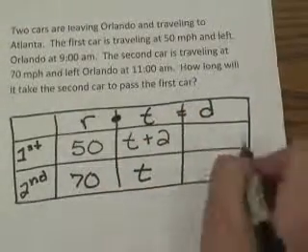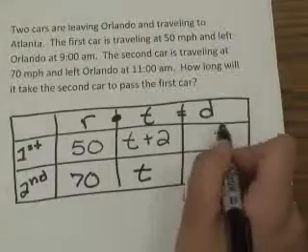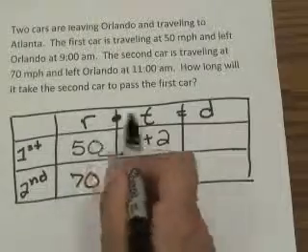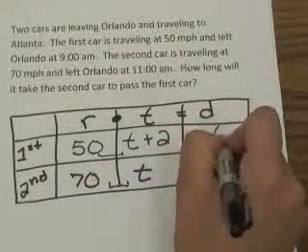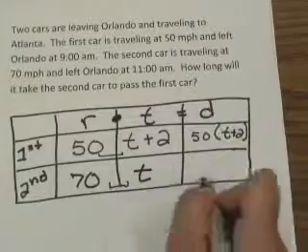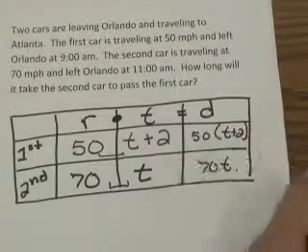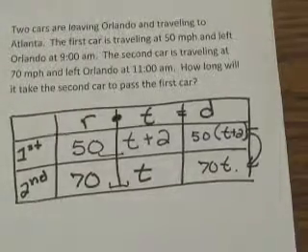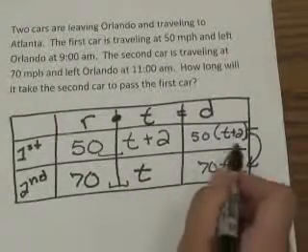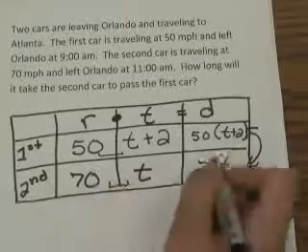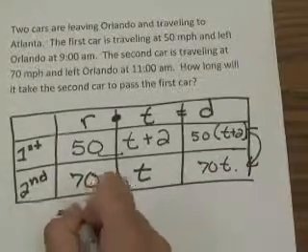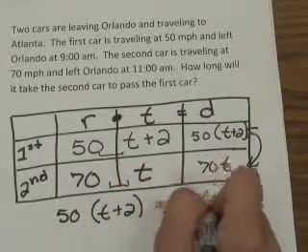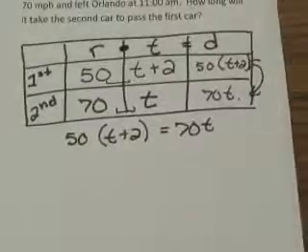Now, the same way we did before, we want to represent distance as an expression of rate and time. So, rate times time would give me 50 times t plus 2. And in the second row, I'd have 70t. Now, it's important to understand the relationship between these two distances. Since they're traveling the same distance, what we can do is set the expressions equal to each other, which will give us 50 times t plus 2 equals 70t. Now our job is to just solve for t.